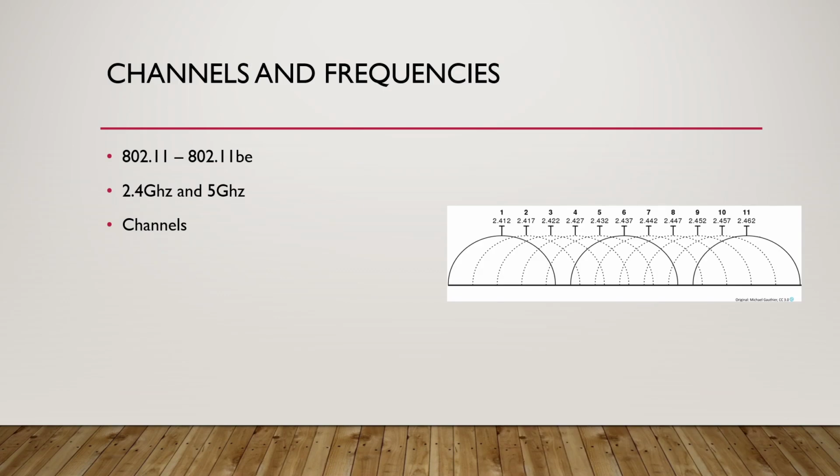From 802.11 to 802.11be, the wireless LAN protocol has undergone many different revisions. Wireless LAN operates on 2.4 GHz and 5 GHz radio frequencies for transmission over equally bandwidth divided channels. These divisions help avoid collisions in transmissions.